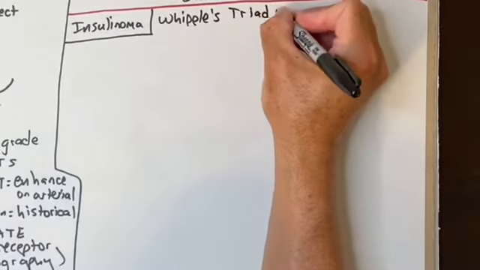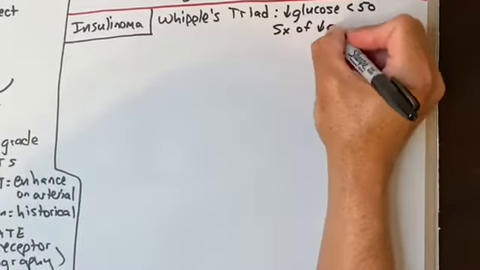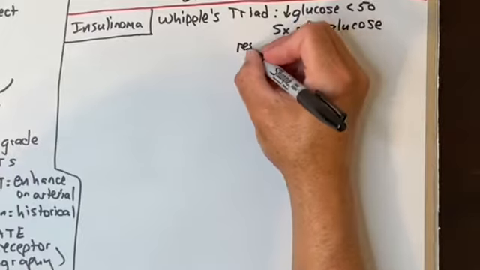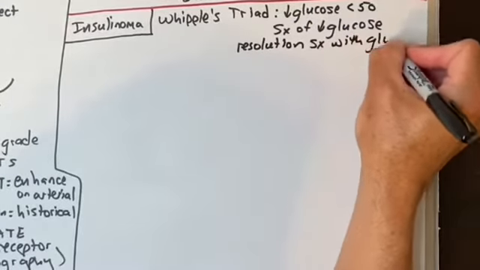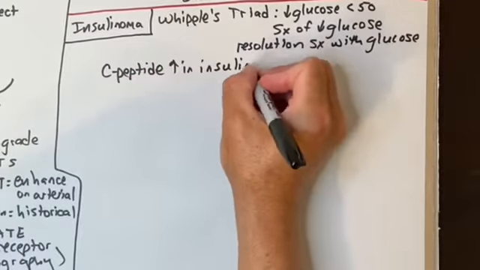Beta cells can make insulin, and a tumor of these cells is called an insulinoma. This presents with Whipple's triad, which is hypoglycemia, usually less than 50, symptoms of hypoglycemia, and resolution of symptoms with administration of glucose.